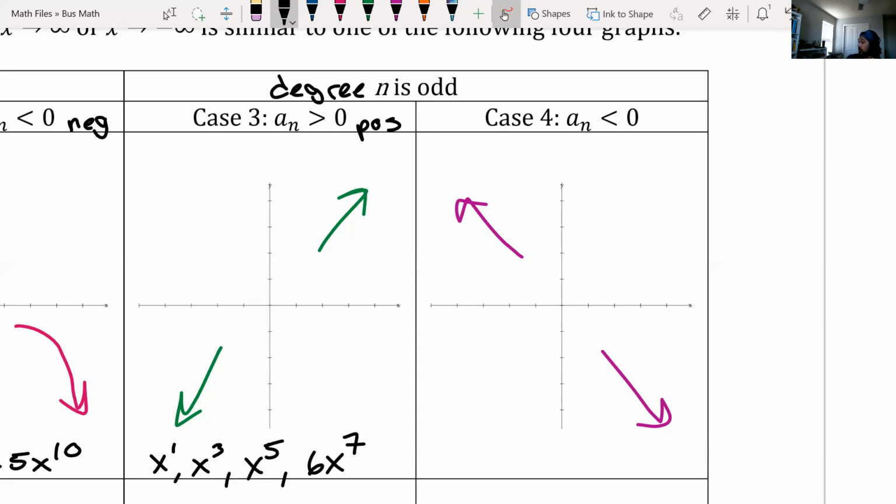Now case 4 deals with an odd degree, but your leading coefficient is negative. So same functions, except they're all going to be negative now.